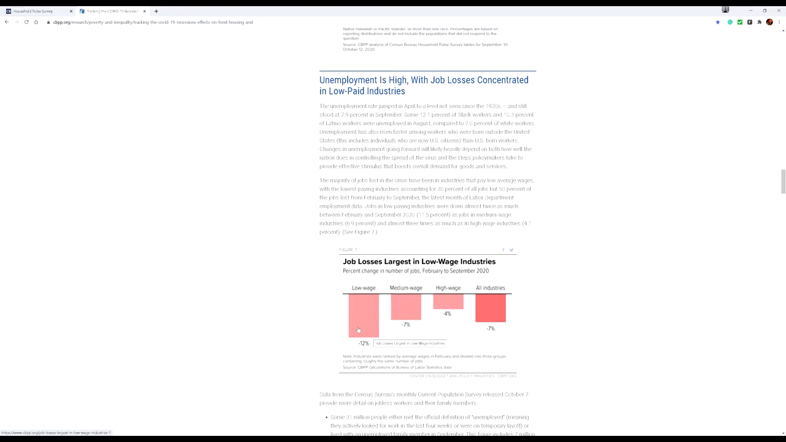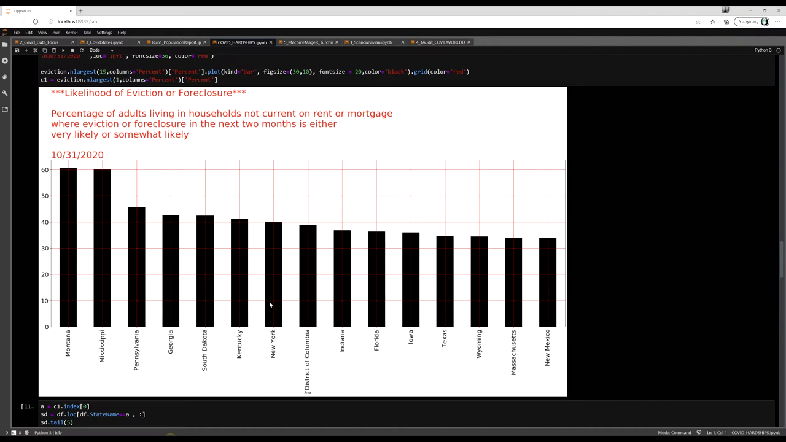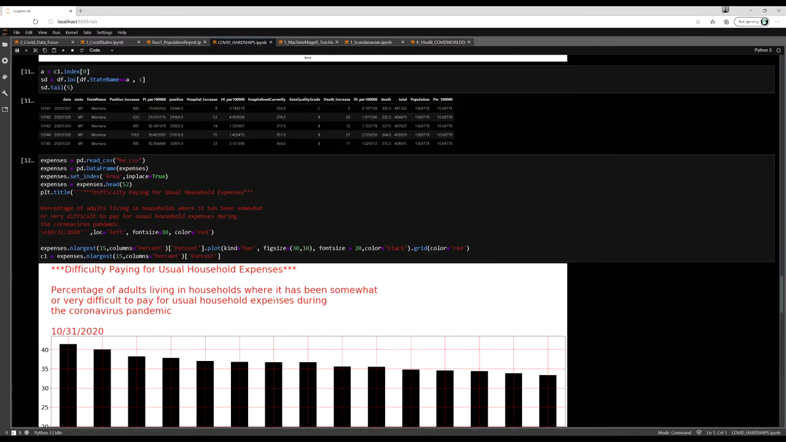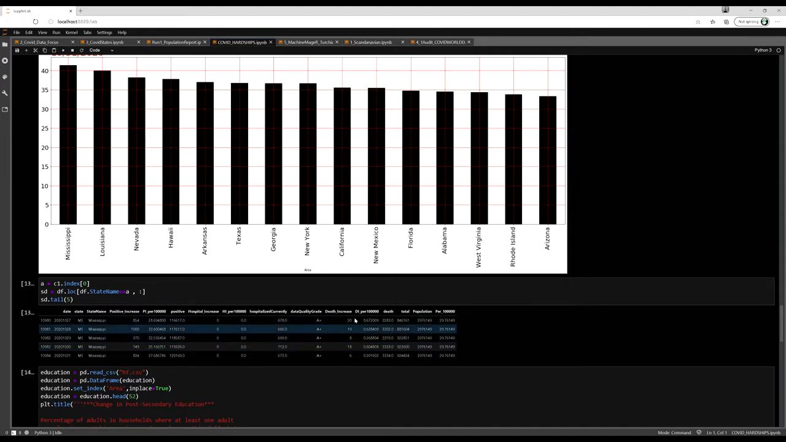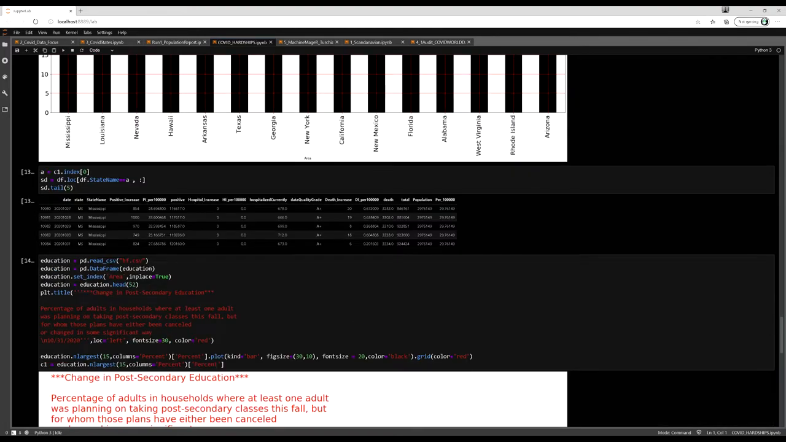But to go back to the data as follows. All right, so we're looking at likelihood of eviction or foreclosure. All right, next, difficulty paying household expenses. Mississippi is, if you're the governor of Mississippi, you decide. Louisiana being hit really hard. Once again, we looked at the data over and over again.